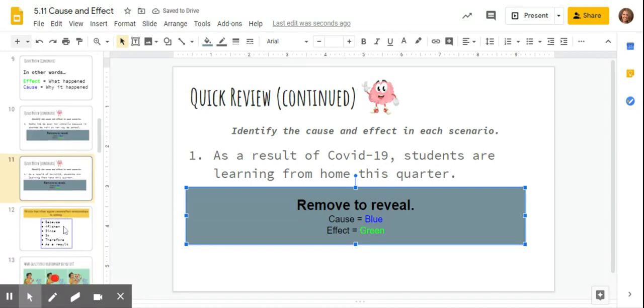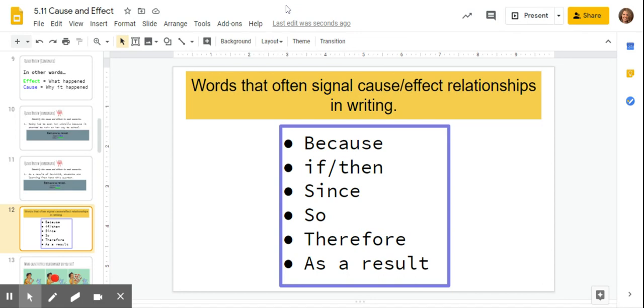All right, so now that we kind of have a basic understanding of cause and effect, let's take a look at some of those clue words that can help us figure out cause and effect relationships. It says these are words that often signal cause-effect relationships in writing. So say them with me: because, if, then, since, so, therefore, as a result. A lot of times, not always, but typically, if you see these words, it could mean that there's a cause and effect relationship.